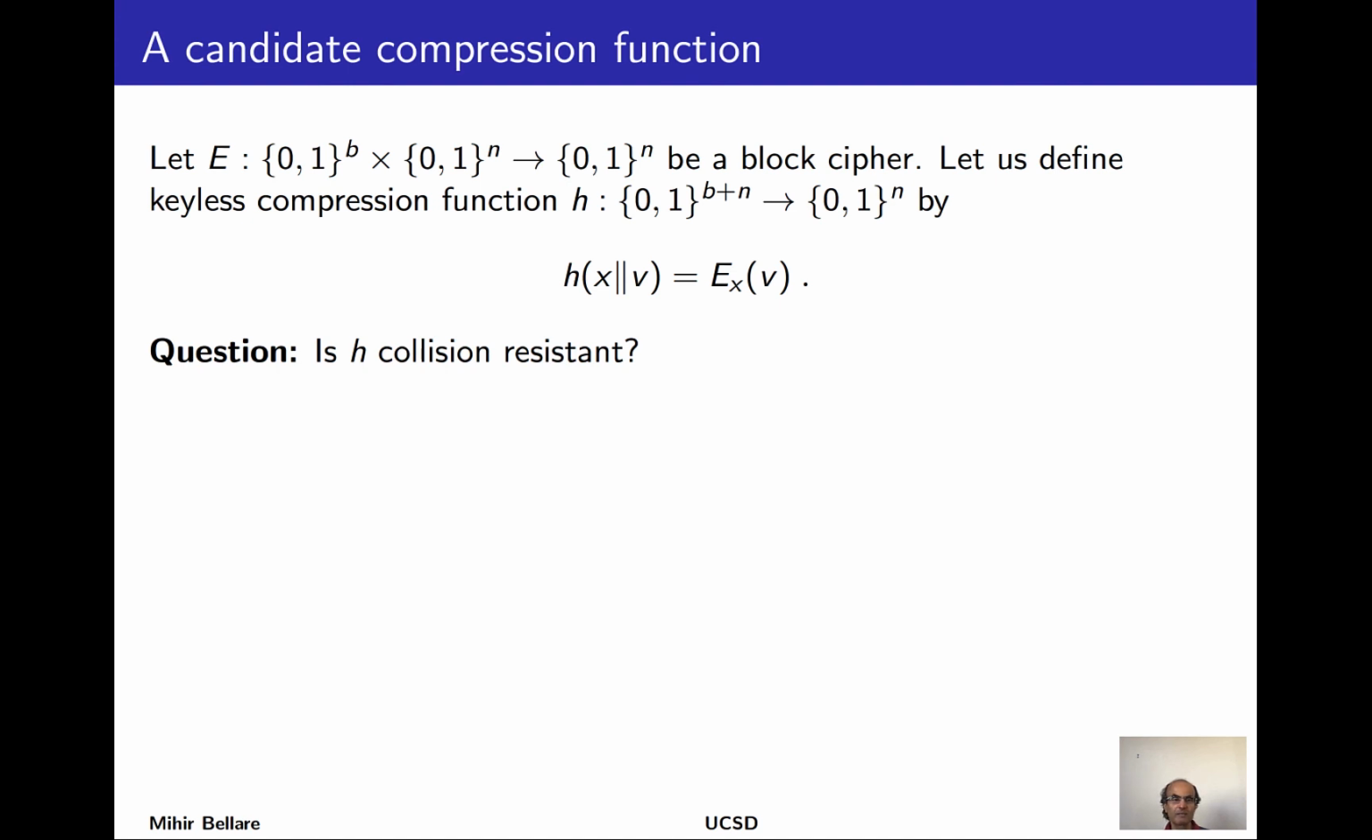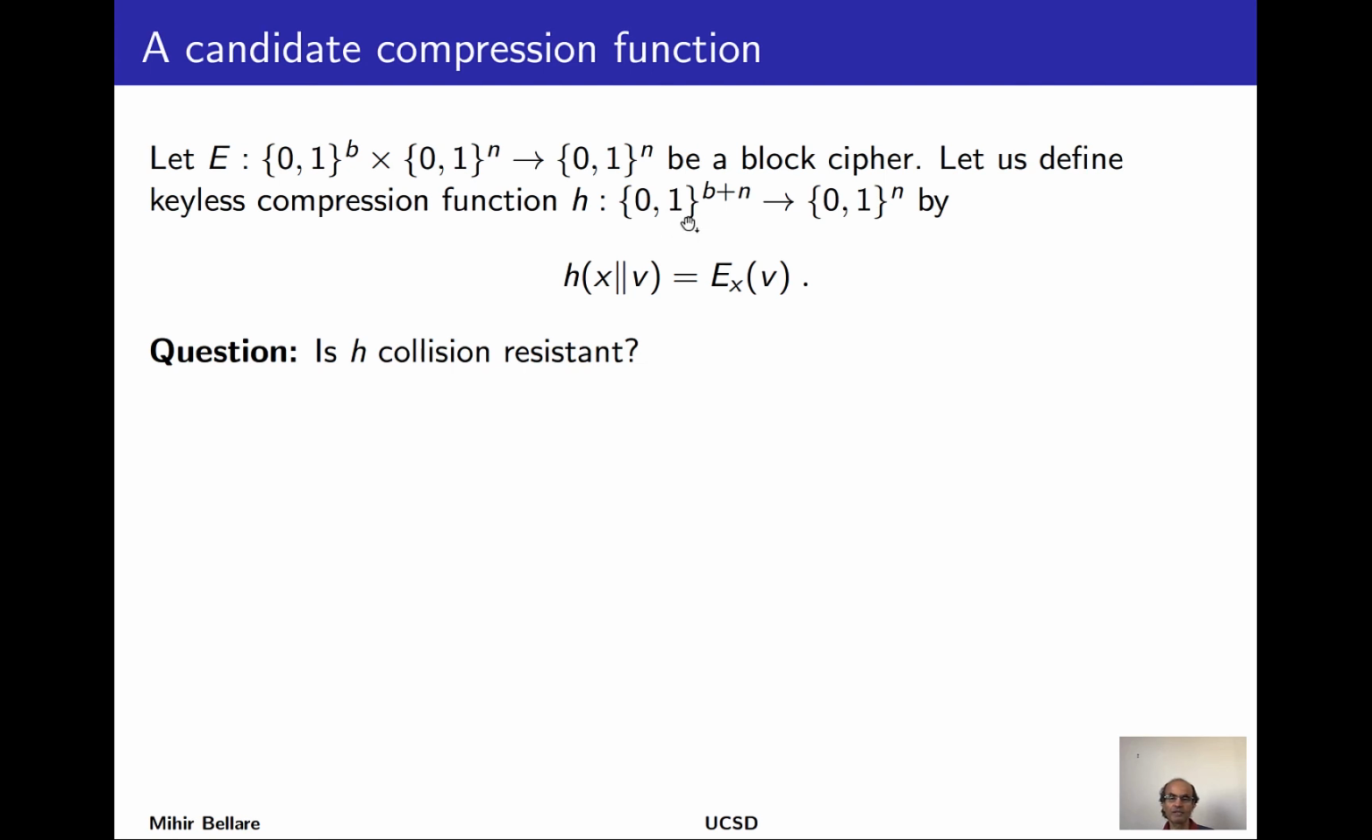So let's say we have a block cipher with b-bit keys and n-bit blocks. b is the block length of the hash function. So think of it as quite big, like 512, and n being 256. You have a block cipher like that, which you assume secure. And let's see if we can turn it into a compression function.